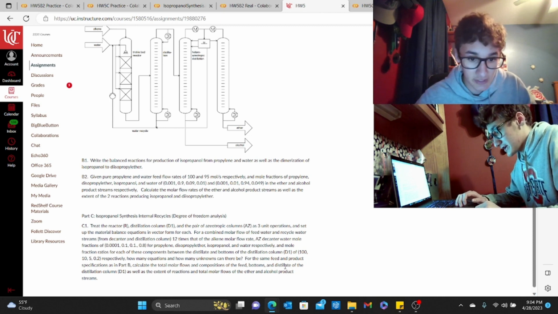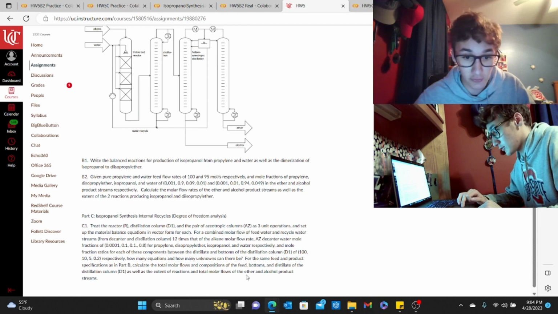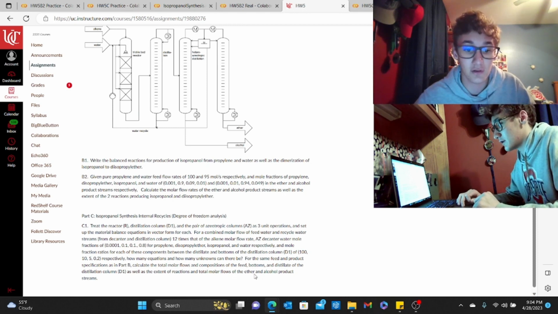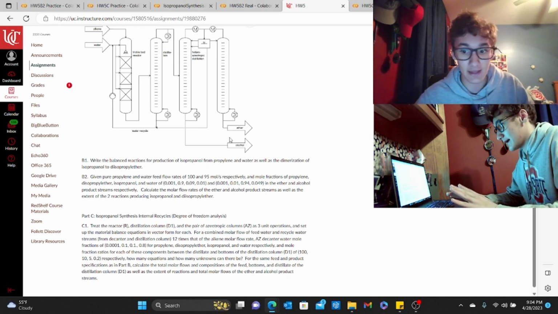And so then it also talks about calculating the distillate of the distillation columns in D1. So it's the D1 rate, and then the rate from here, yada, yada, yada, as well as the extent of reactions and total molar flows of the ether and alcohol product streams. Okay, so this sounds like a lot, because it is, but we're going to take it slow and steady.